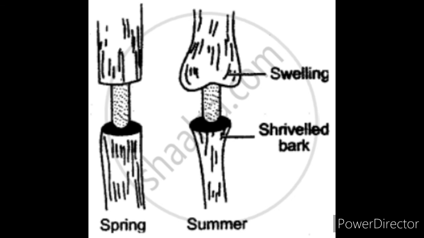Now, what they have observed after a few days, they have seen that the food has accumulated above the ring, but not below the ring. Here the conclusion they came to is that whatever food has been prepared by the leaves is coming to the stem, then to the root. Because of removing the bark in the form of a ring, the food will accumulate above the ring, not below the ring. And you can see the growth also seen above the ring, not below the ring.